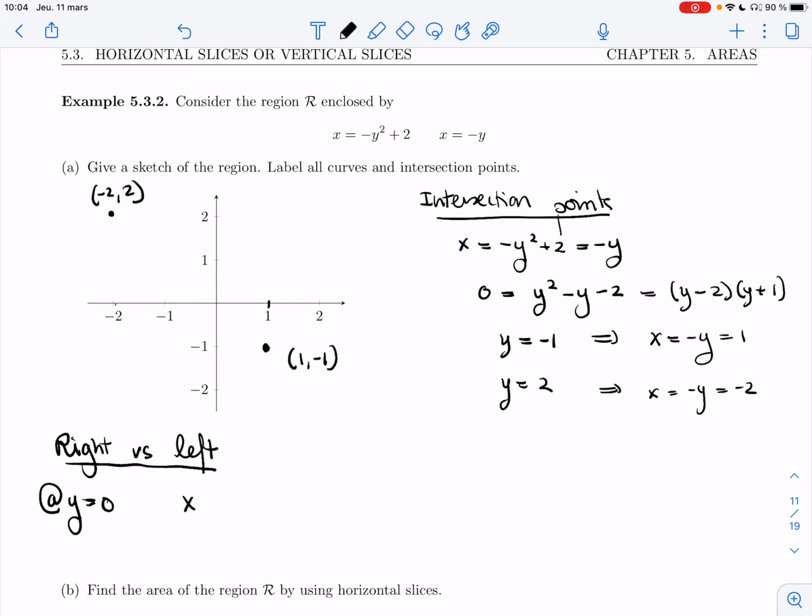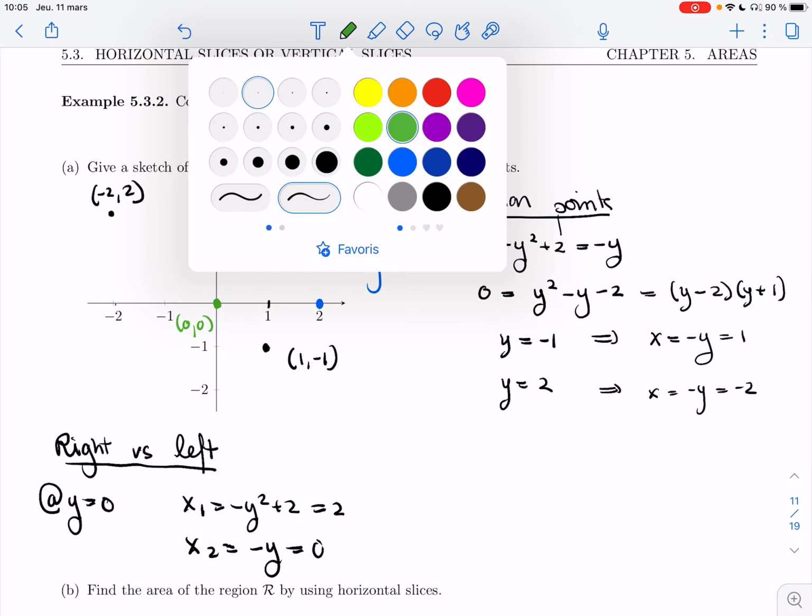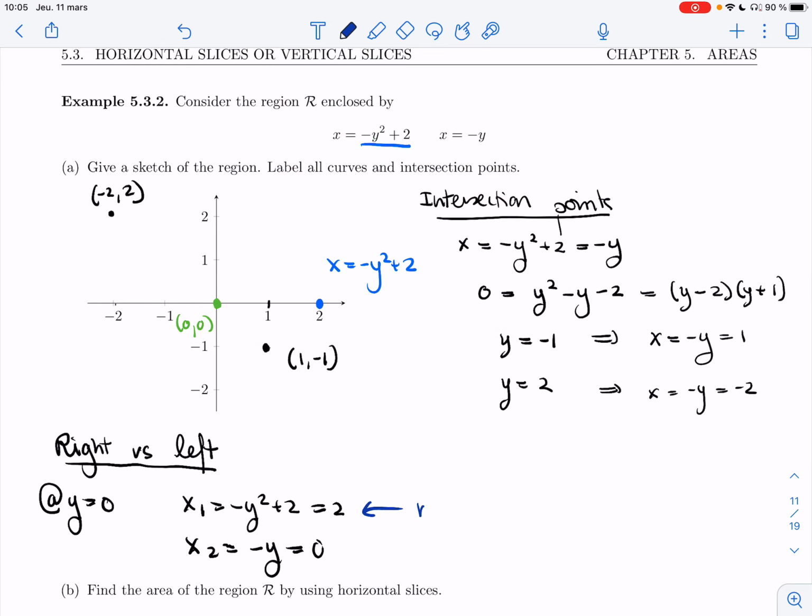All right, at 0, the first curve will give us 2. So at 0, the blue curve will give us 2. And at 0, the other curve will give us 0. So this means that this curve is going to be right between minus 1 and 2, and this one is going to be left.